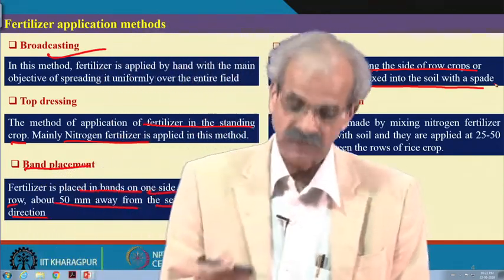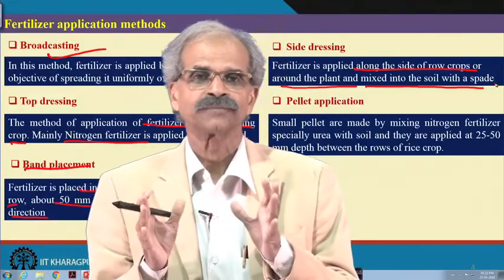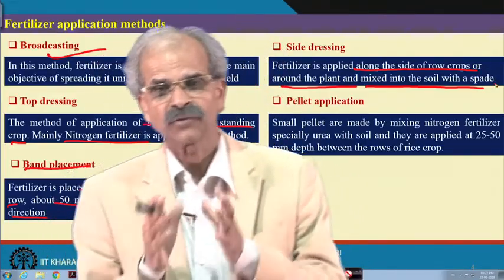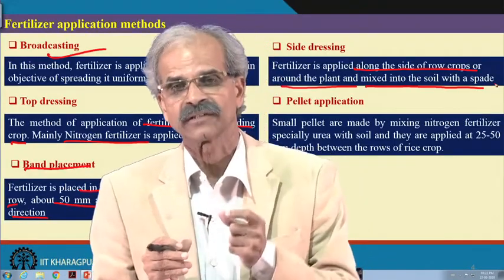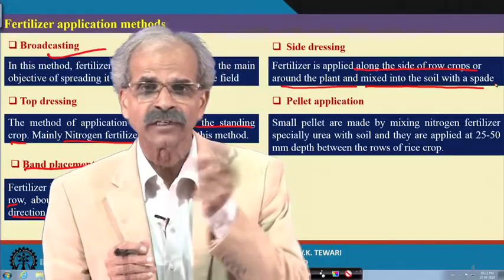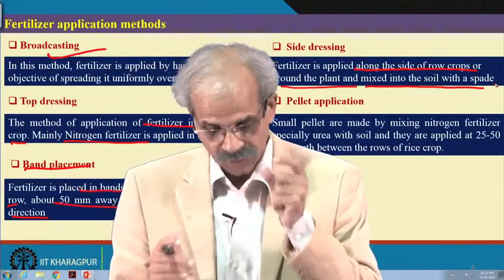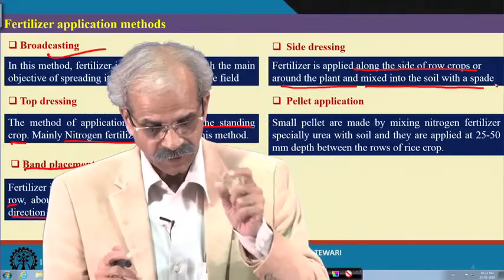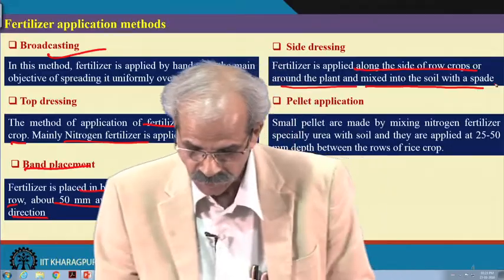Pellet application is another thing, which is also done for seeds. Sometimes for effective utilization and better germination of the seeds, pelleting is done, and the pellets are generally about 19 millimeter in length and 6 millimeter in diameter. Those are the sizes of pellets which are made.